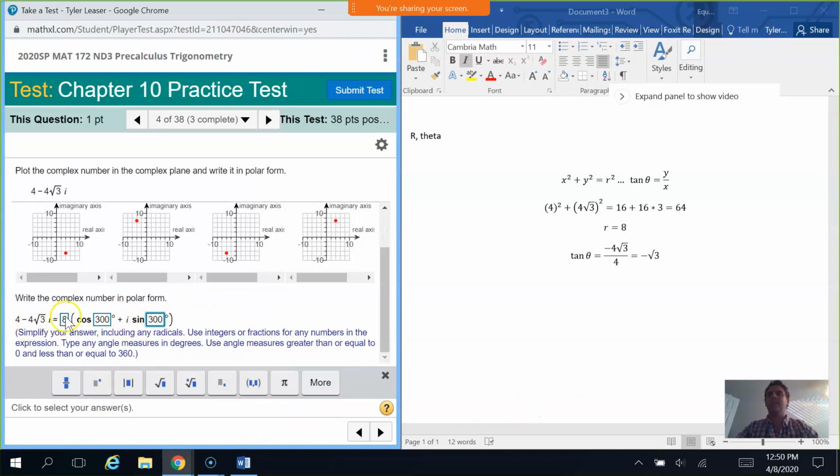Okay, and that's it. Sorry I messed that one up a little bit, but we get the r value of 8, and then our theta is 300 degrees for that complex number. Does that make sense? Yeah. Next question.